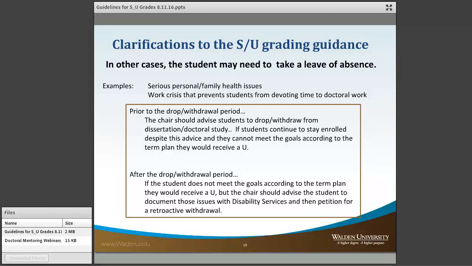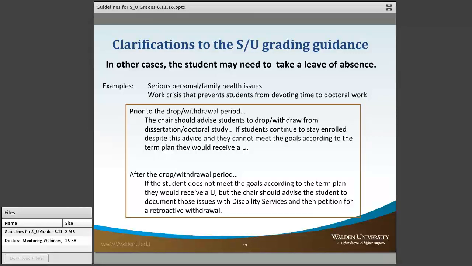And I would say at the beginning of each term, it doesn't hurt to remind students, if family health issues come up or personal health issues or something's going on at work that's outside of their control that causes them to be pulled away from devoting time to their work, that might be a legitimate reason for this student to truly think about taking a leave of absence for that time period.